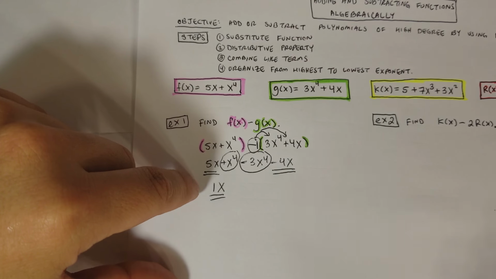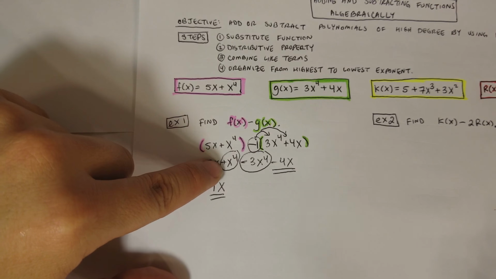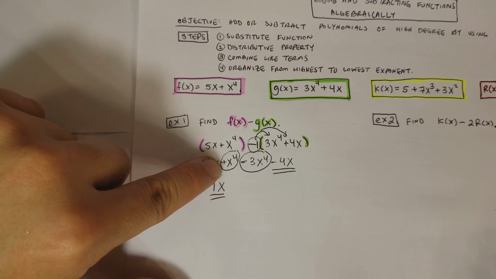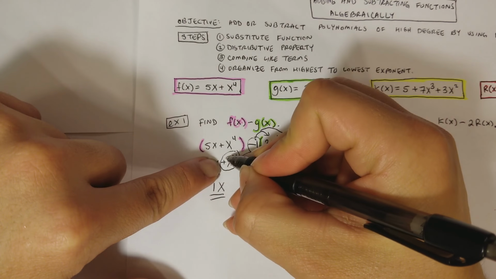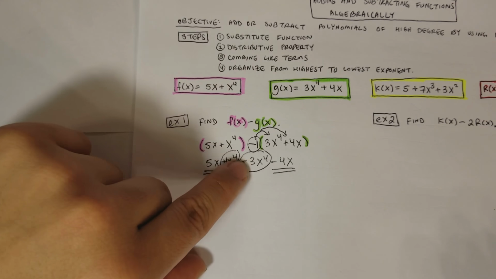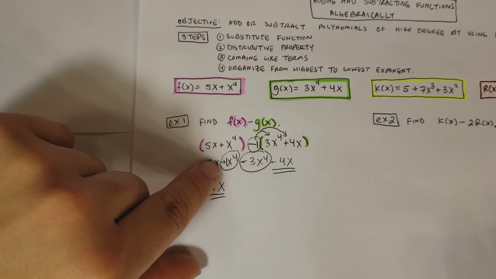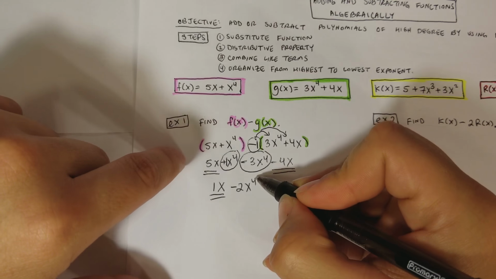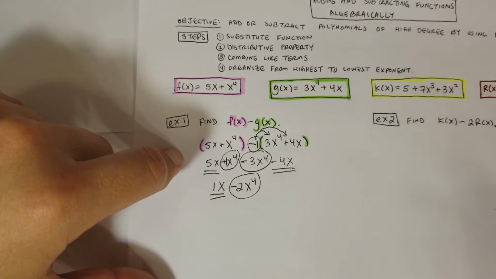And then we can do the other two terms, x to the power of 4 minus 3x to the power of 4. Again, in front of the x to the power of 4, there's a 1. They don't write it, but it's there, right? So that's 1x to the 4 minus 3x to the 4. We have to subtract them because they're opposite symbols. That gives us a negative 2x to the power of 4. And we are technically done.